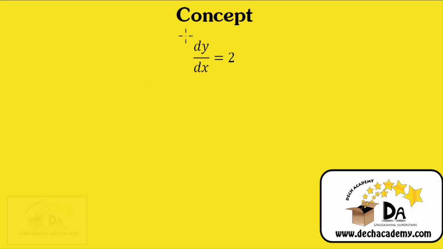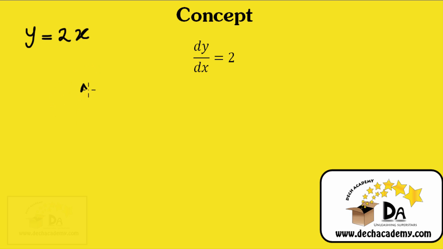So what does this derivative mean? Take for example, if I tell you that dy dx is equal to 2, what does that mean? So let's start with a function. Y is a function of x, and that function is as follows: y is equal to 2x. So this is a function. I can plot this on a graph.